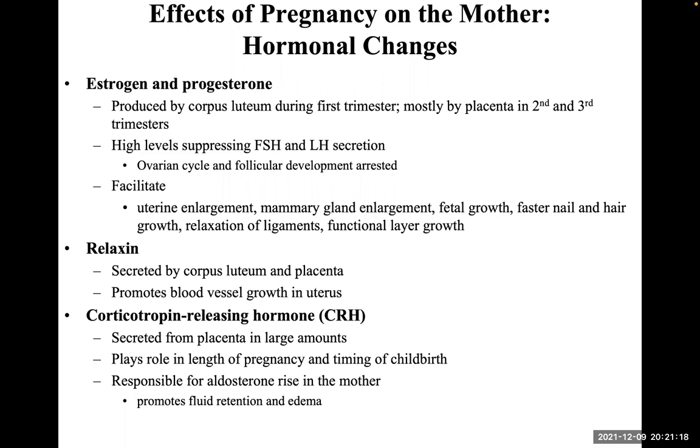As we started out talking about, high levels of estrogen and progesterone suppress FSH and LH, which is really important and is the basis why, if you are pregnant, you cannot get pregnant with other oocytes. You won't ovulate during pregnancy, which for maybe not so obvious reasons is really important.